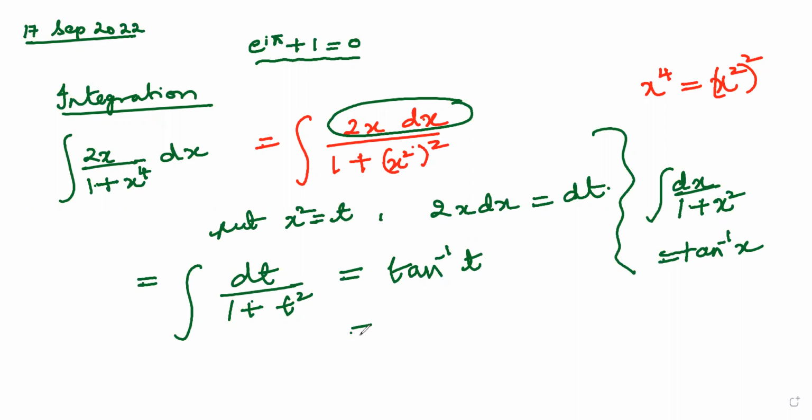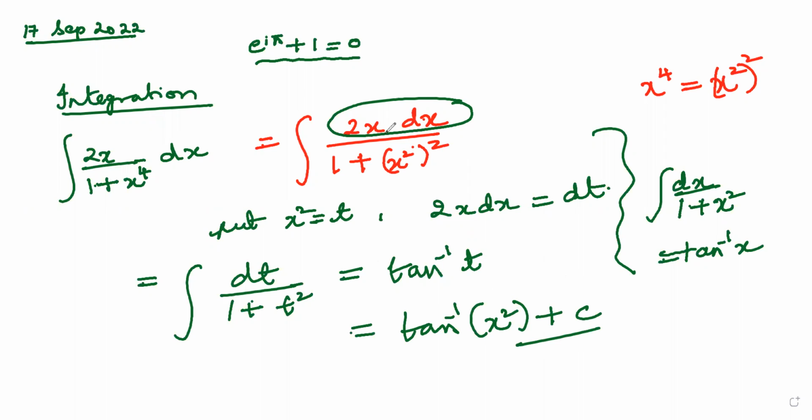But then you need to back substitute. Tan inverse of t, with the substitution x square is t, will be tan inverse of x square plus c, where c is the constant of indefinite integration. So we have to put that in. There's nothing big out here.